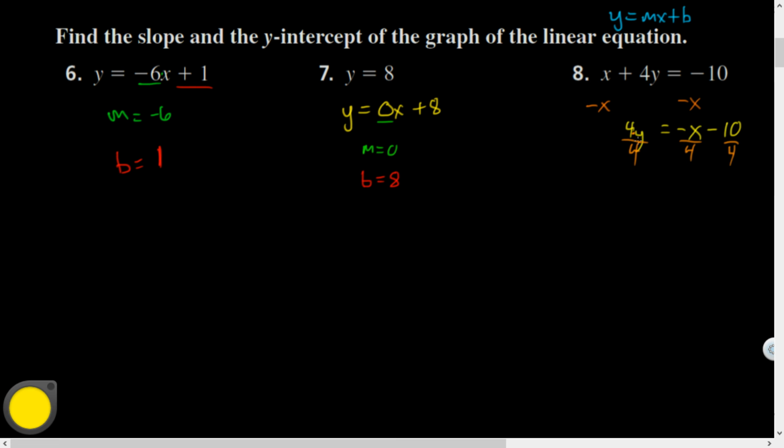All right, so the 4's cancel out. I get y by itself equals. Now, -x over 4, watch this. I'm going to write that as -1/4 x. The x is kind of just on the side. It's at the level of the fraction bar.